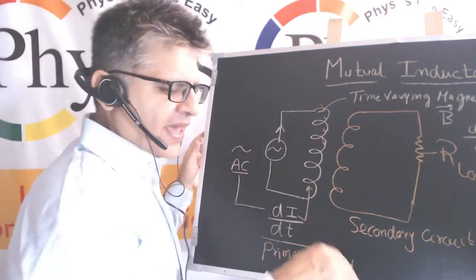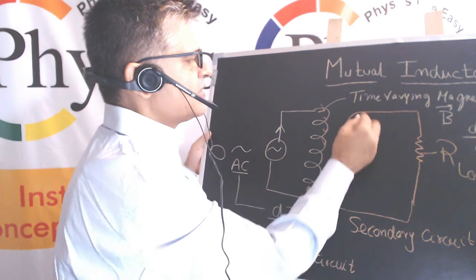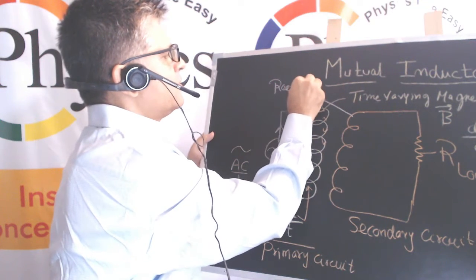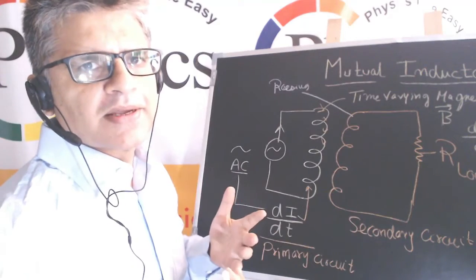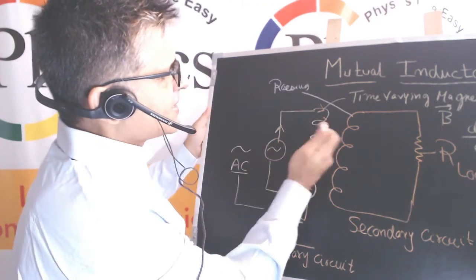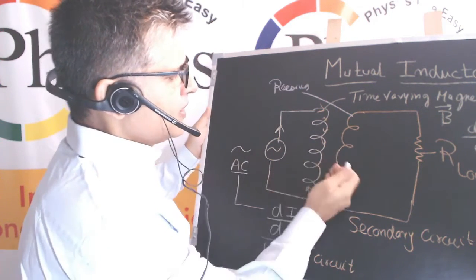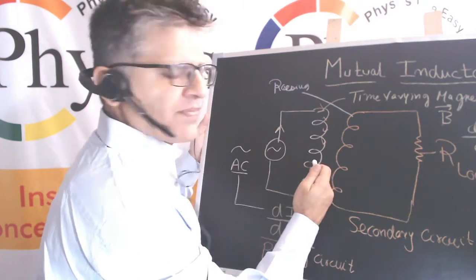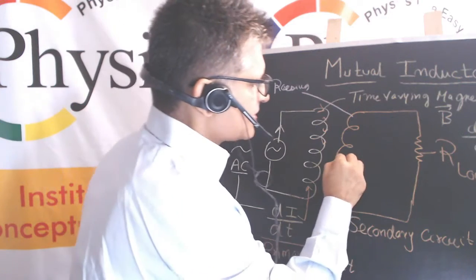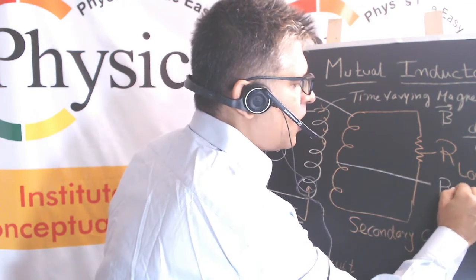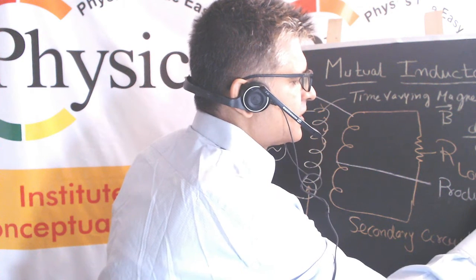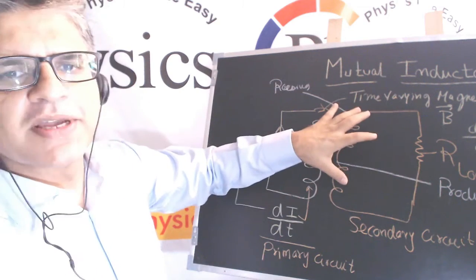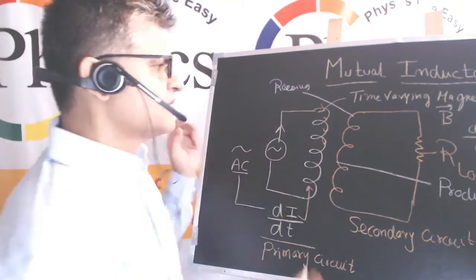Now that magnetic flux gets linked to the secondary circuit. So the secondary circuit now receives a time varying magnetic flux from the first circuit. The first circuit is giving a time varying magnetic flux to the second circuit, called the secondary circuit. Now this is what is observed. When the time varying magnetic flux gets associated with the secondary circuit, an EMF gets generated. So the secondary circuit is having EMF and some current starts flowing in this circuit.